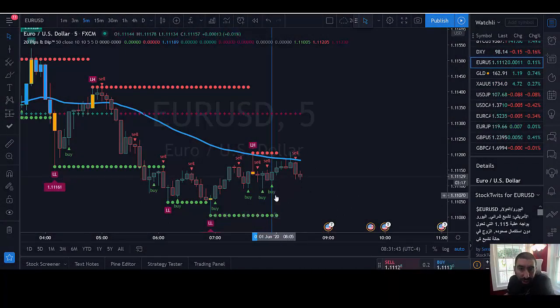Okay, guys, so I was waiting for that Euro USD to push up above the 50 moving average so we could enter that trade. But as you can see, it's kind of doing its own thing. I thought it was going to close above the 50 moving average here, but then it just decided to drop.